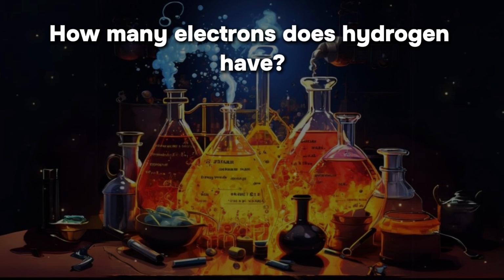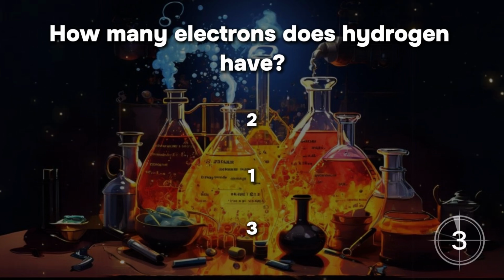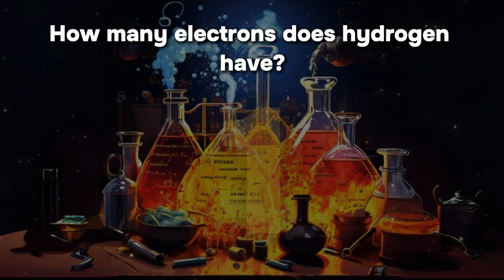How many electrons does hydrogen have? 2, 1, 3. 1.